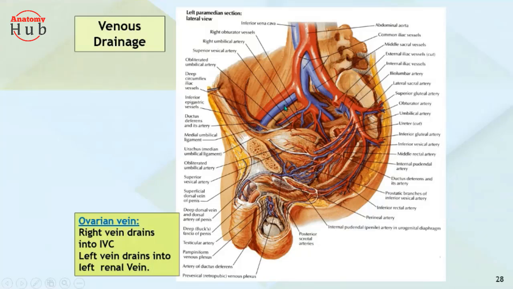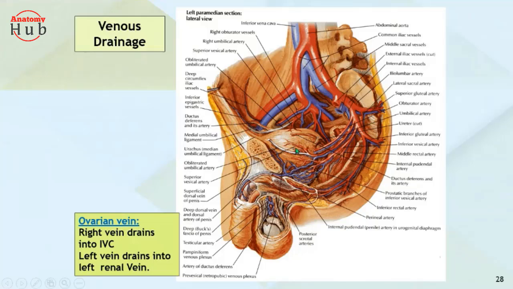Okay, so this external iliac vein will drain to your right or left common iliac vein. Okay, and right and left common iliac vein will drain to inferior vena cava, right? And from this inferior vena cava, it will pass through the liver and will pierce the vena caval opening of the diaphragm. Then it will reach the right atrium of the heart, right?